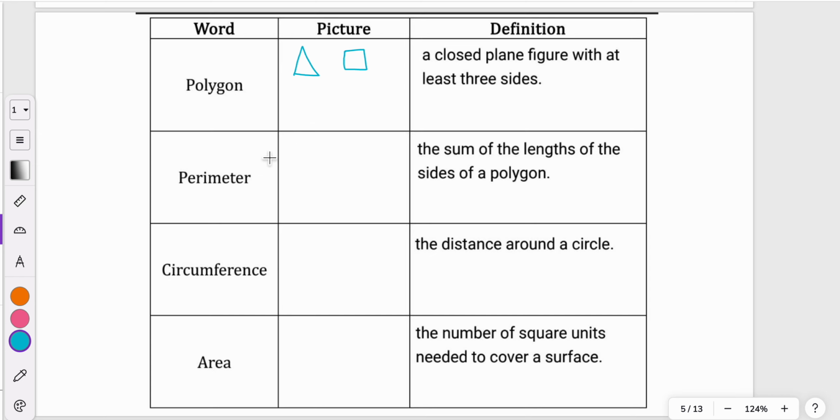Perimeter is the sum of the lengths of the sides of a polygon, so we can have the perimeter of a triangle ABC, where we have A plus B plus C is equal to the perimeter.